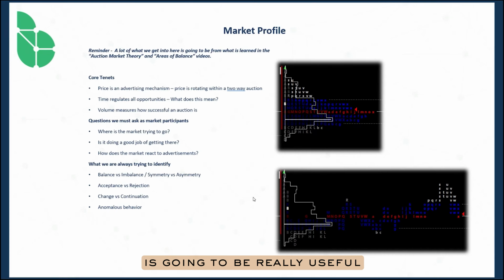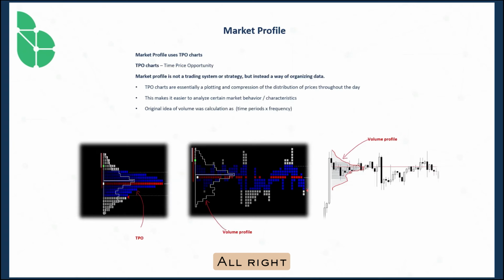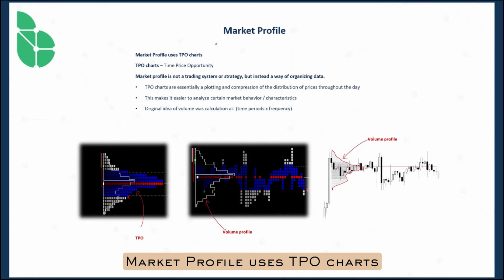a lot of this is going to be really useful for mean reversion trading, because essentially when we're talking about a balanced distribution, if we're talking about the tails and we approach an extreme and we are quickly rejected, we have the rejection, and what do we typically see? We revert back to the mean. We revert back to the center. We could identify whether we are in a period of continuation or we are experiencing change, and again, picking up on certain anomalous behavior. Okay, so moving forward, market profile uses TPO charts.